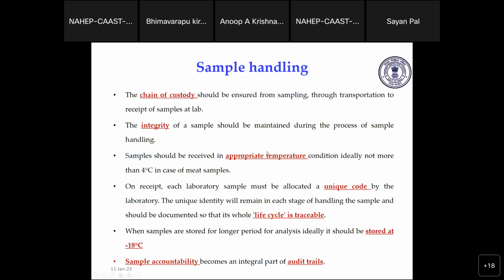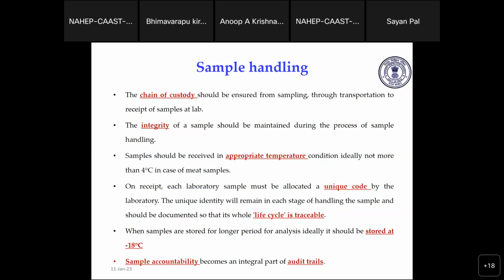Again, when the sample is received in a laboratory, ideally the temperature should not go beyond 4 degrees. I'm talking about chemical testing. In case of microbiology, the requirement will be more stringent. It can go even to minus temperatures, because we are dealing with various microbiological parameters, including pathogens. So the criteria may be slightly different.